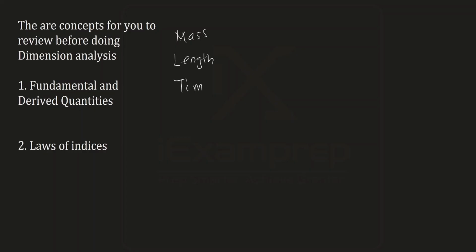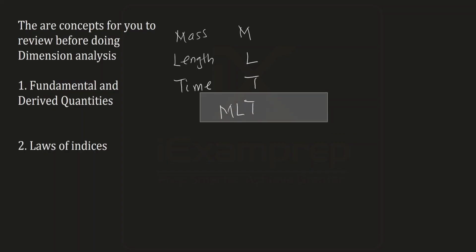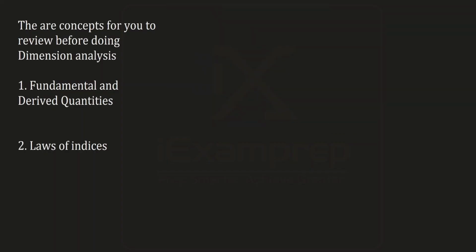And this is what dimension employs. So the dimension for mass is uppercase M, dimension for length is capital L, and dimension for time is T. So dimension is written in MLT form. Then again, you must know the laws of indices for you to write dimension correctly. At least 3 basic laws of indices.